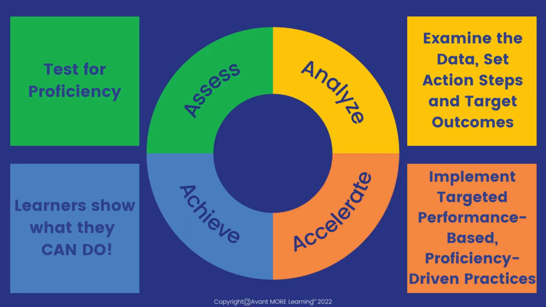Today, we're going to talk about the assessment cycle. The assessment cycle has 4 stages that we identify here at Avant as stages of this assessment cycle. The first stage is the assess stage. This is the stage where we actually test for proficiency. In the second stage, we analyze the data that we get back from those tests, and we use that data to set action steps and to target outcomes that we want to see our students achieving.